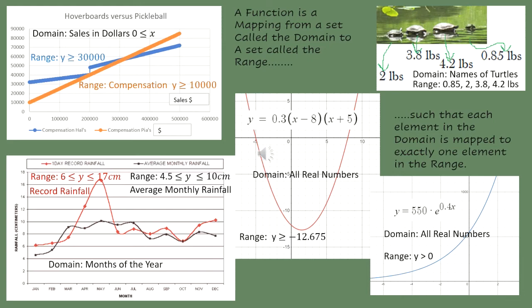Our last 2 examples are of generic functions. There's no application applied to them. In the middle, we have a parabola, 0.3 times the factor x minus 8 times the factor x plus 5. I can take any number I want and plug it in for x. So the domain is all real numbers. I will generally state all reals or just write an R to mean all real numbers.